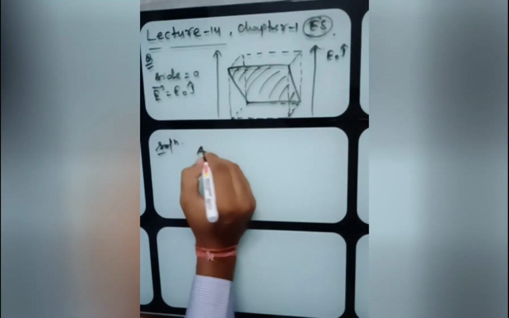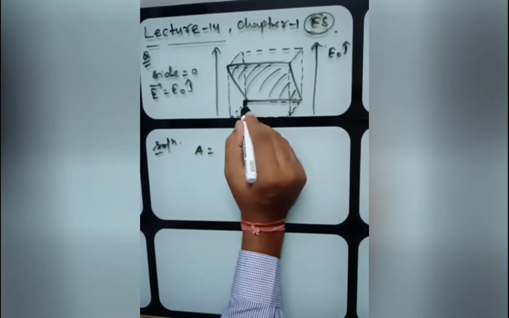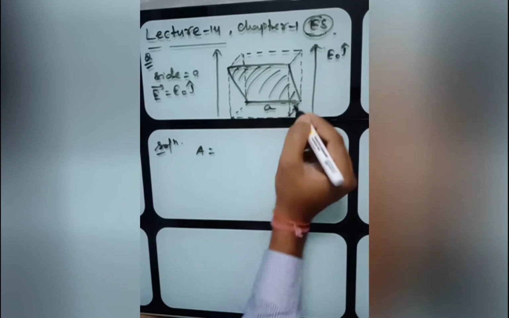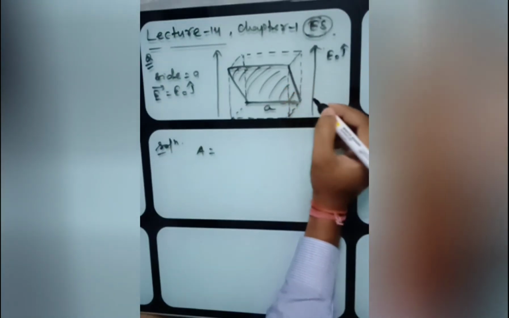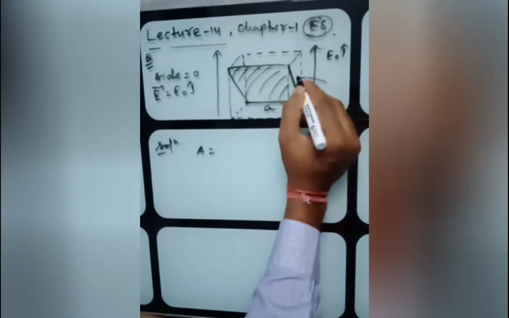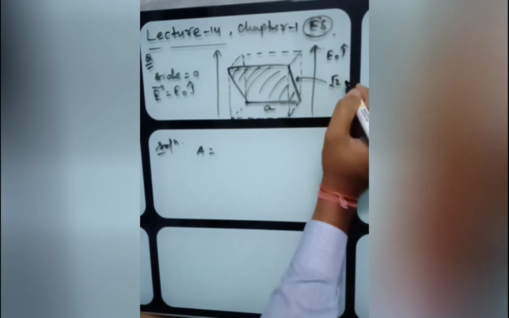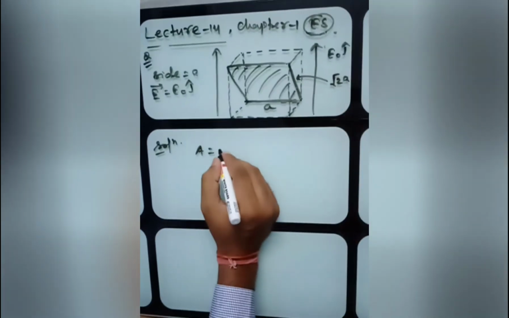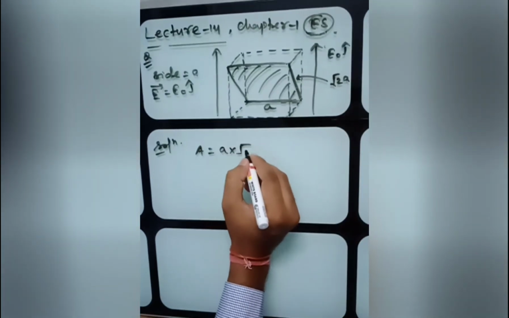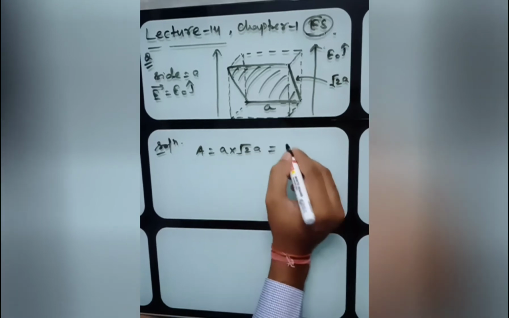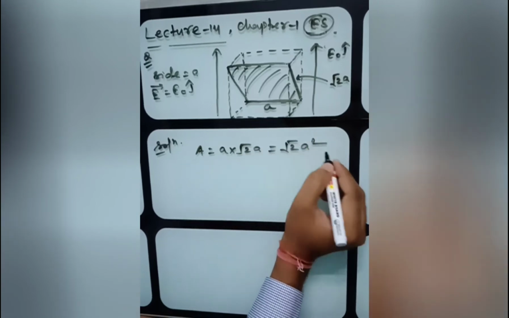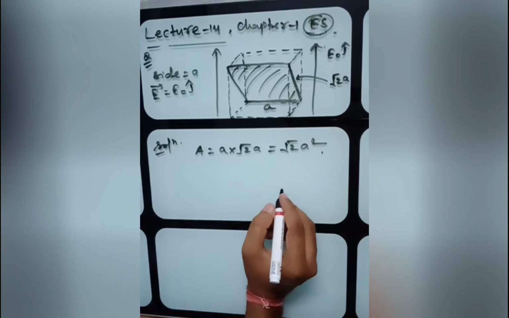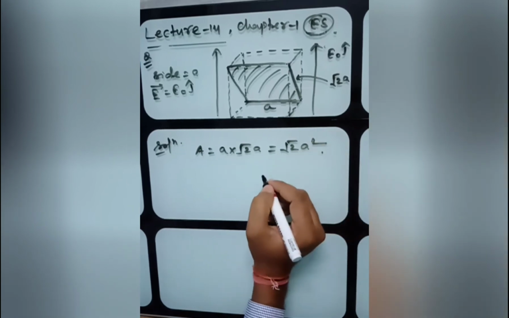First of all, find out the area. This side is A, no doubt, but this side is how much? It is root 2A. So the area will be A into root 2A, and it is root 2 times A square. Okay. Now look at here carefully.